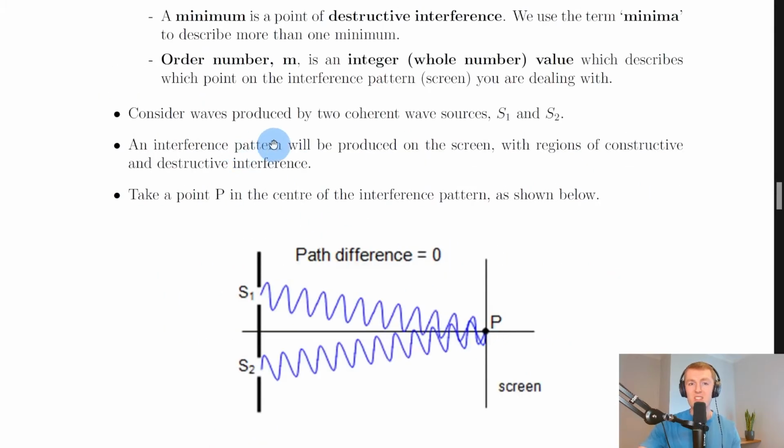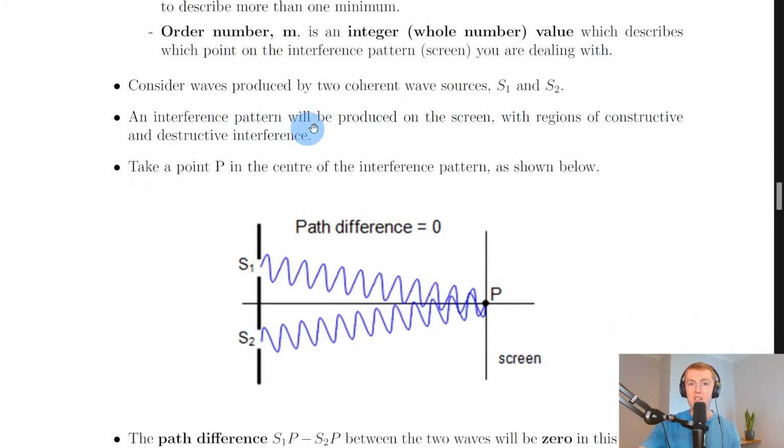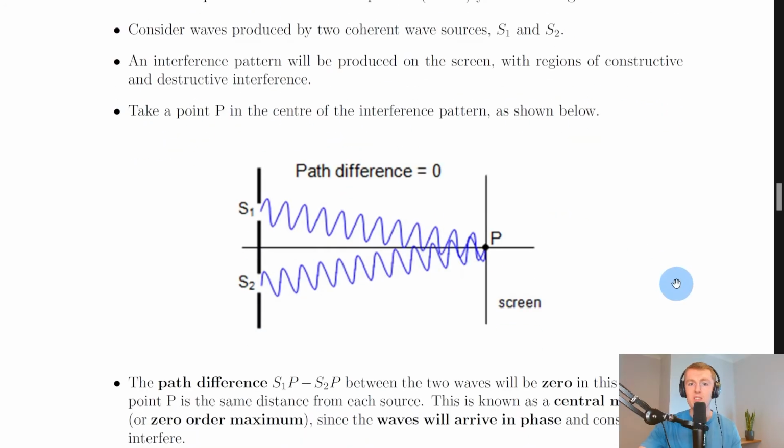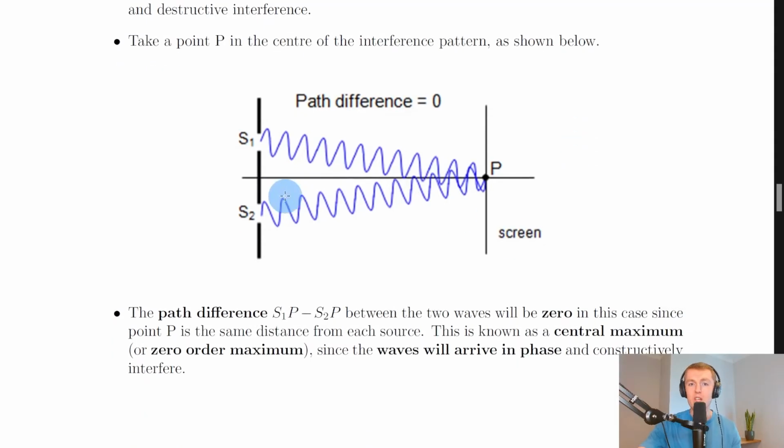It then says, consider waves produced by two coherent wave sources S1 and S2. An interference pattern will be produced on the screen with regions of constructive and destructive interference. Take a point P in the center of the interference pattern as shown below. So here you can see that from the slits S1 and S2, the waves are going to be travelling the same distance from S1 to get to this point P on the screen as the waves travelling from S2 to point P. And point P you can see is exactly in the centre of the two sources.